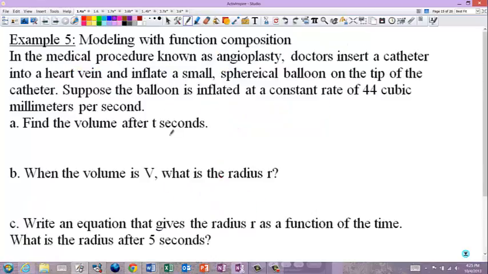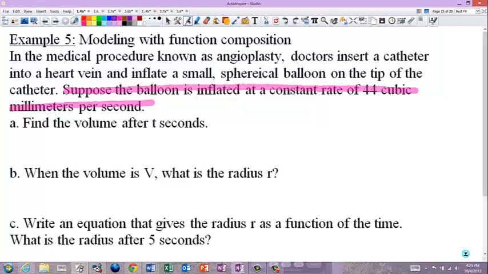Example 5. Function modeling, you can read. Suppose the balloon is inflated at a constant rate. This is the part that's really important: 44 cubic millimeters per second. It says find the volume after t seconds. Well, if my t was 1 second, I would have 44 cubic millimeters, because that's a measure of volume.